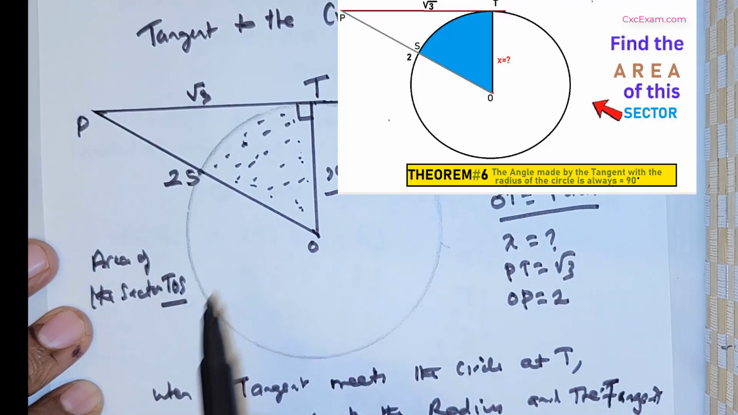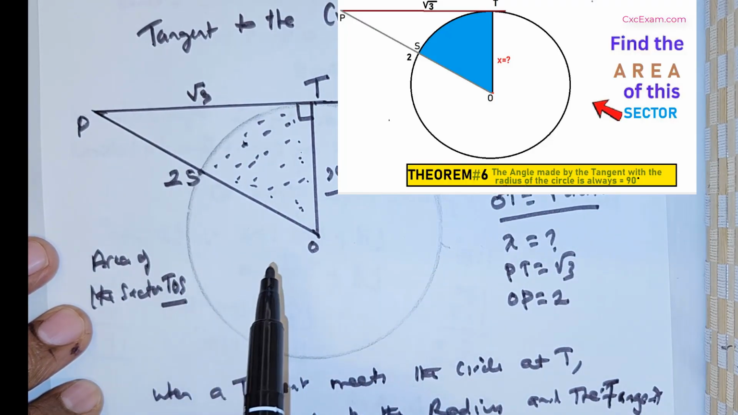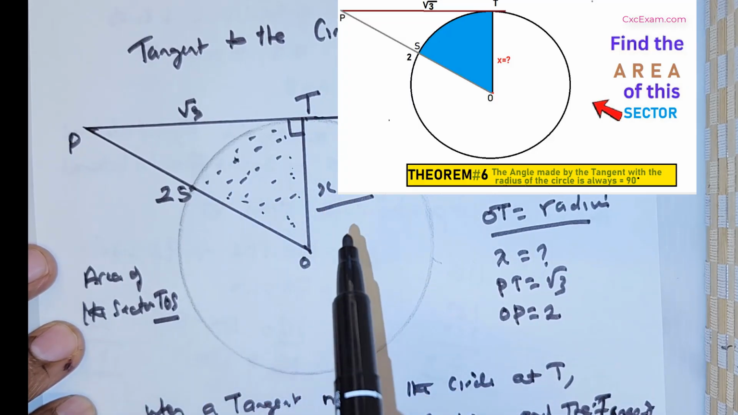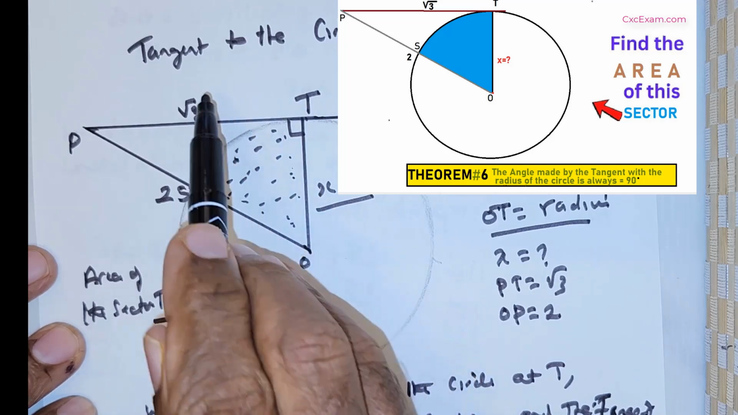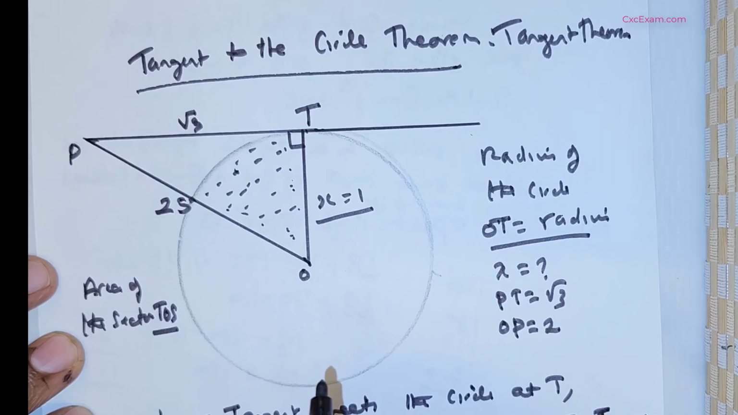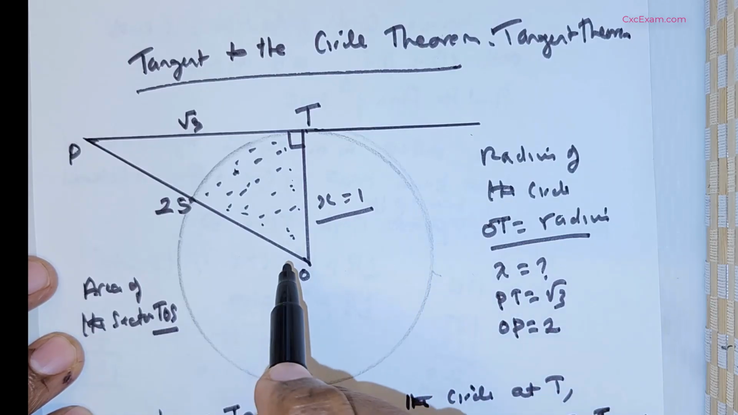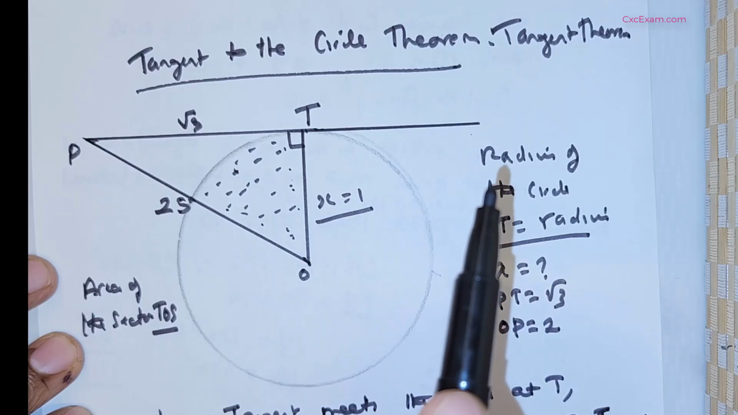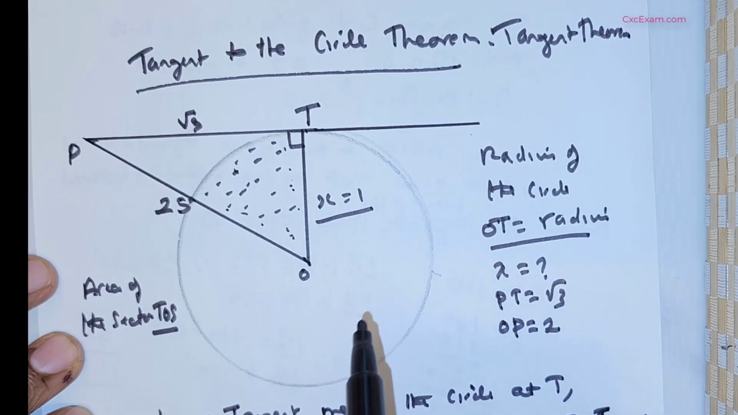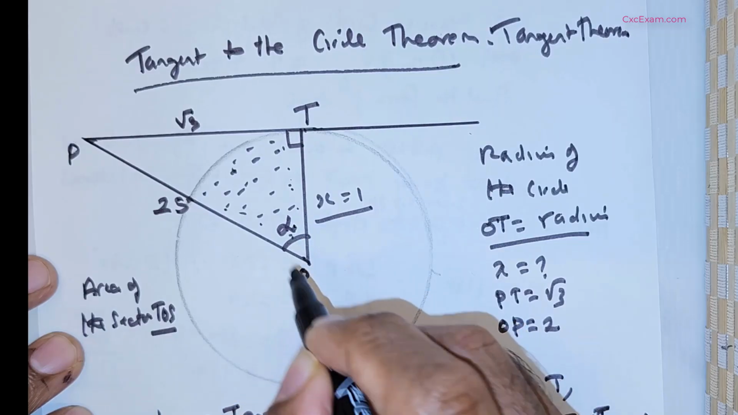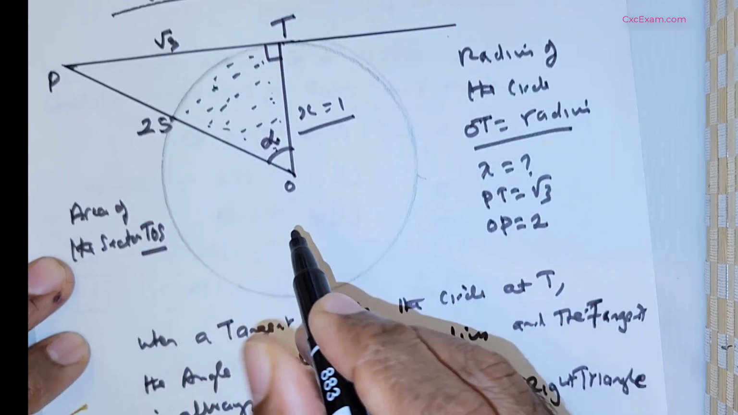So imagine you are given a question like this. At first, if this angle is not known, this question can be very intimidating. But because of this tangent to the circle theorem, we know this angle is 90 degrees. And subsequently we have also got the value of x. Now let us get this angle. Let me take this angle as alpha. I need this angle to get the area of the sector.